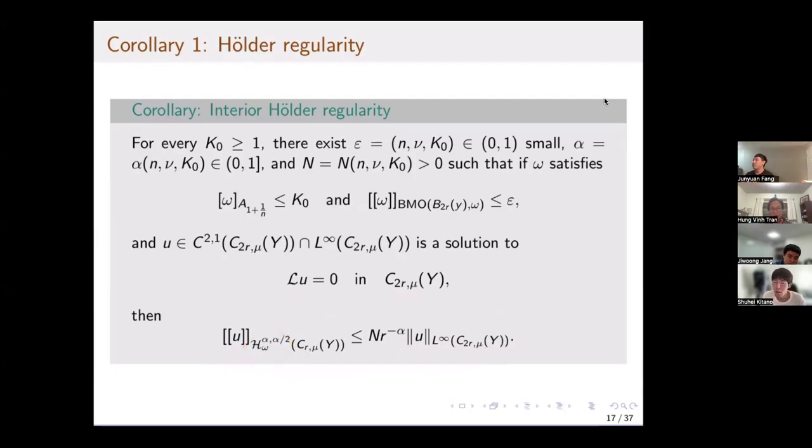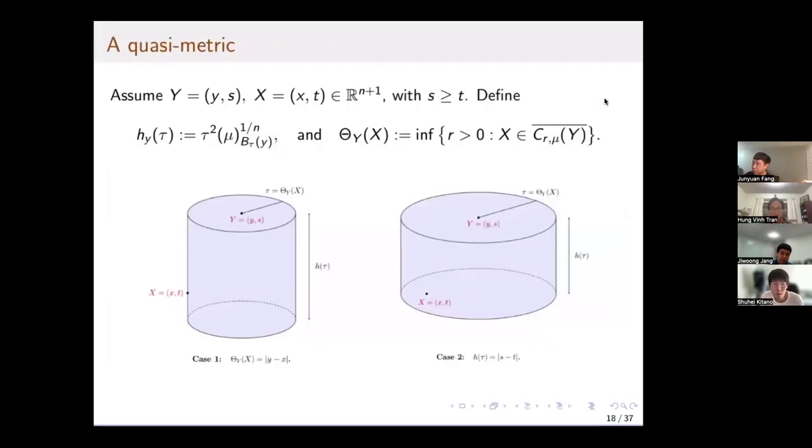Basically, usually if you have the Harnack inequality, you can get the C alpha estimate by the standard way. But because here this is a degenerate case, we need to introduce some new metric, okay, connected to the weight. So let's come to it: we introduce a quasi-metric. This is some new stuff also.